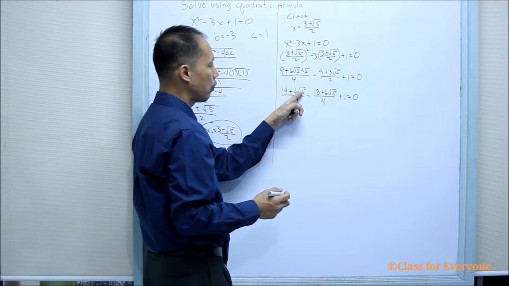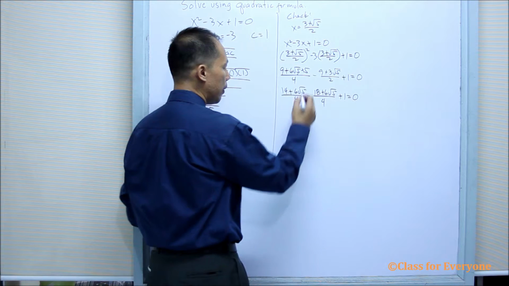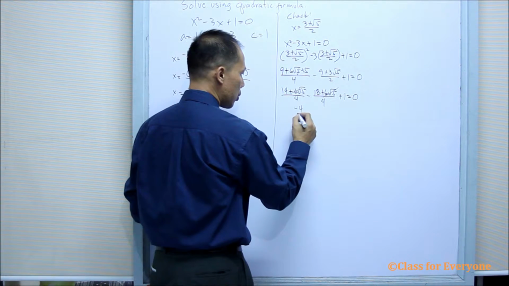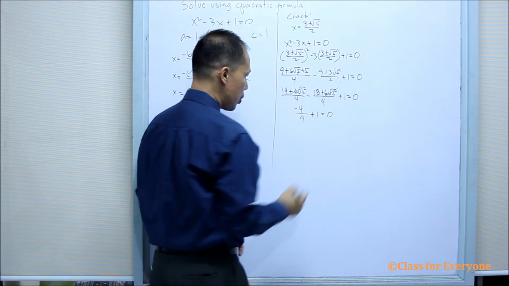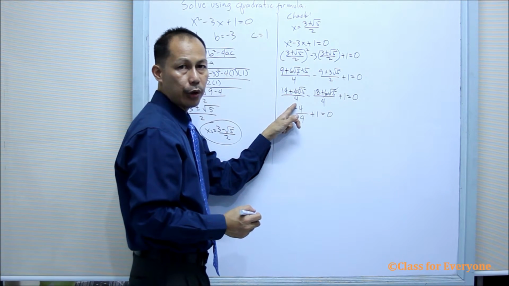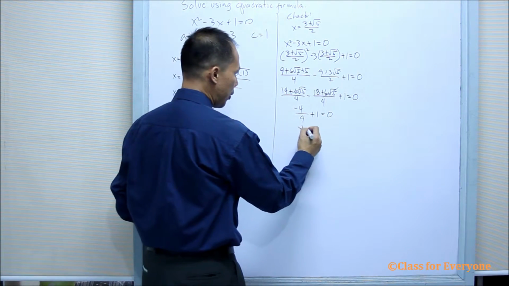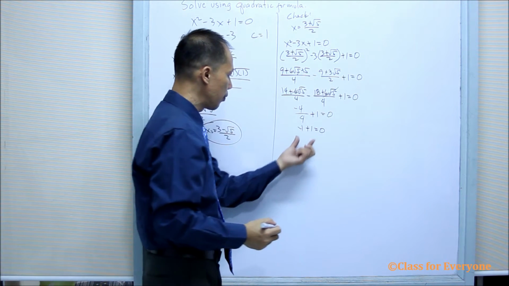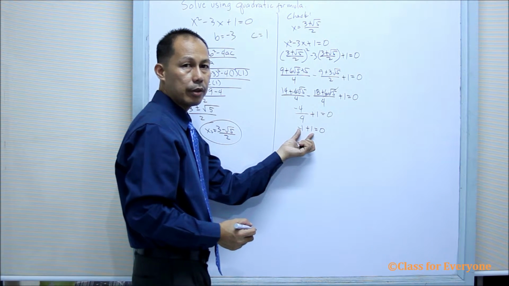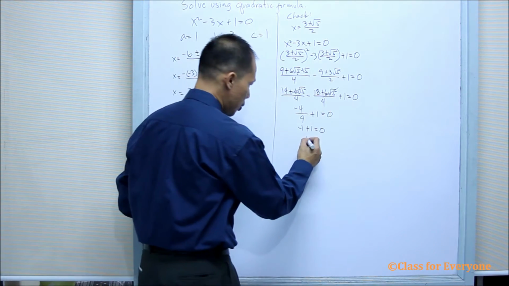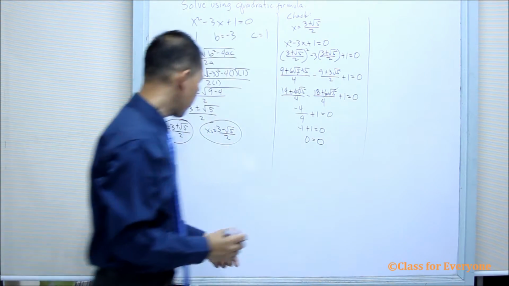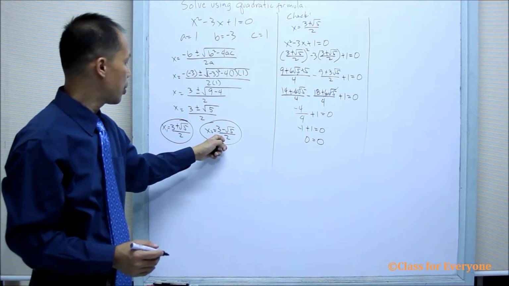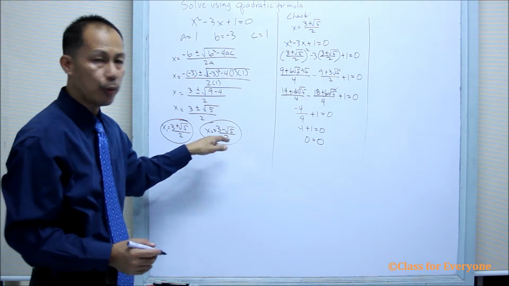6 times the square root of 5 minus 6 times the square root of 5 is already 0. So negative 4 over 4 plus 1 equals 0. Negative 4 over 4 is negative 1, plus 1 equals 0. And the sum of negative 1 and positive 1 is 0, so 0 equals 0. So what if the second root is 3 minus the square root of 5 over 2?